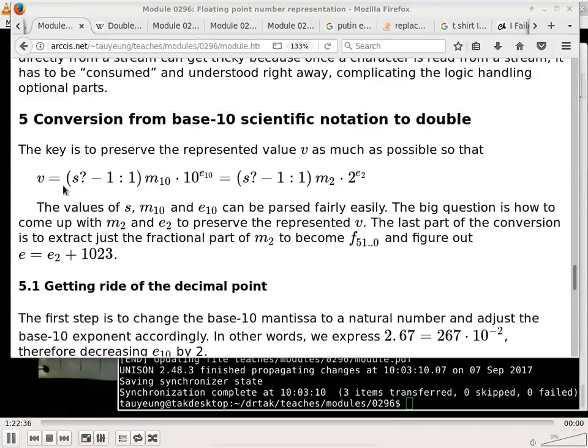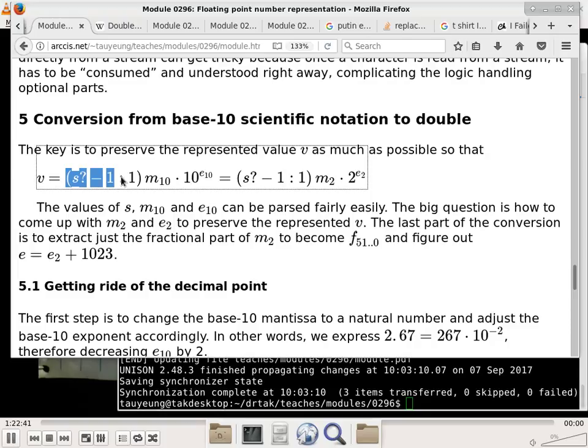Because you're given a number, so this is a preview of what we'll be talking about next week. You are given a number represented like this because you have a base 10 mantissa and a base 10 exponent. But you want to convert it so that it would use a base 2 mantissa and a base 2 exponent. Okay? That is going to be messy.